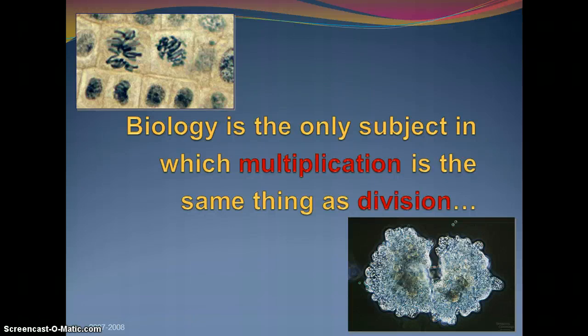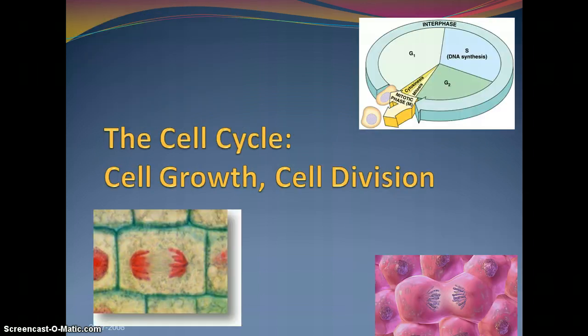So this is the PowerPoint for Chapter 12, and this is actually Part 1. The first thing as we're getting started is to recognize that the ability of an organism to reproduce best distinguishes a living thing from a non-living thing. So this chapter is going to discuss the cell cycle, cell growth, and cell division.